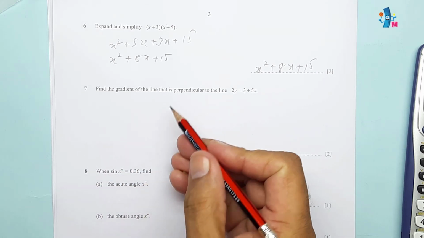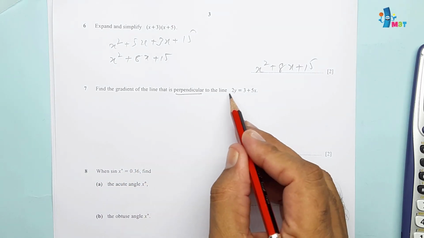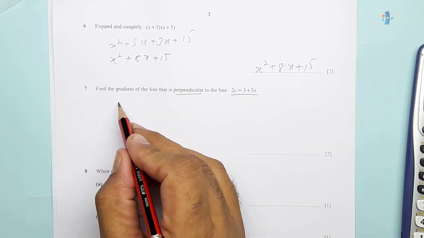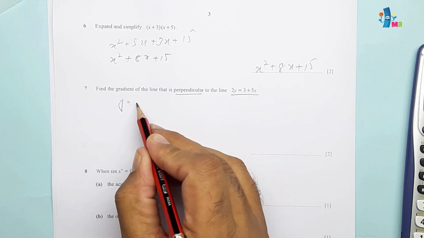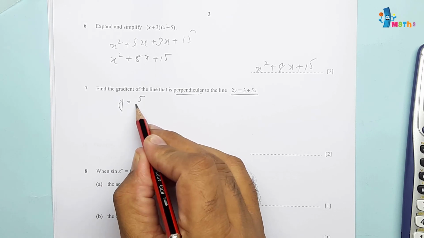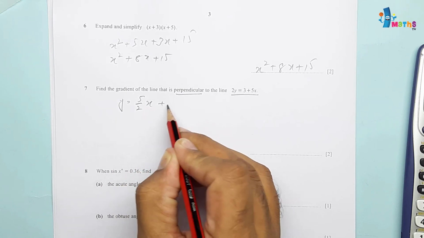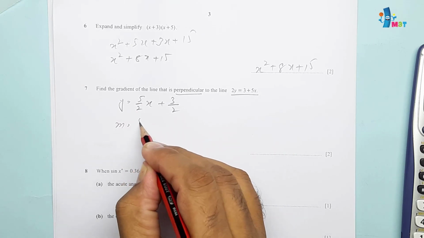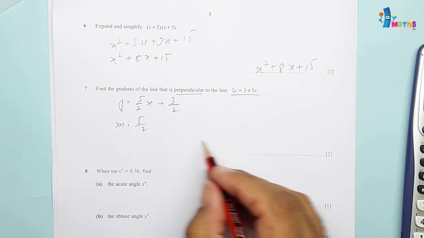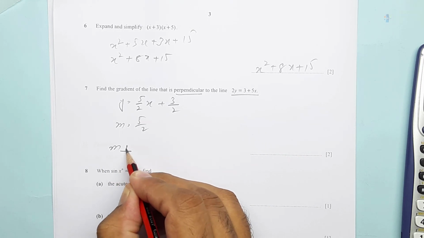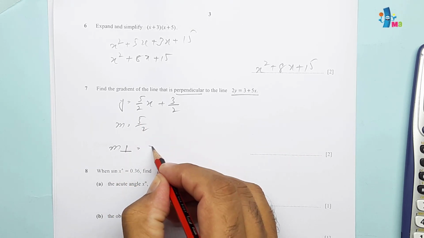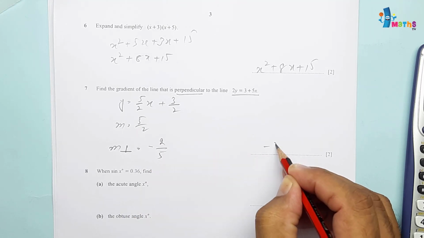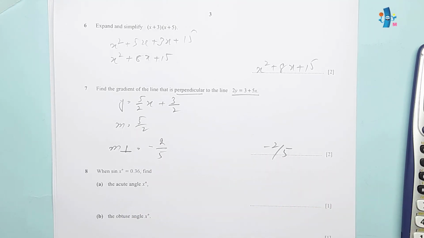Question number 7. Find the gradient of the line which is perpendicular to the line of this one. So we'll have to write in y is equal to mx plus c format. y will be equal to 5 over 2 x plus 3 by 2. So this will be the gradient. m will be equal to 5 by 2, and m perpendicular will be equal to the negative reciprocal of this one, minus 2 over 5. So minus 2 over 5 will be our answer.